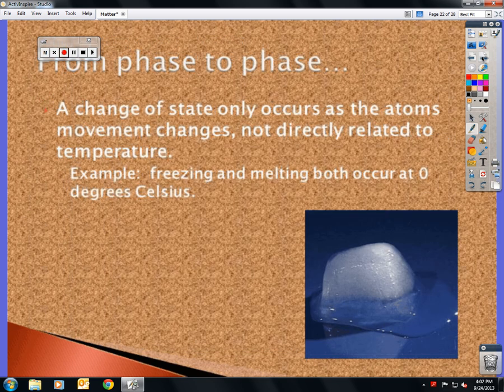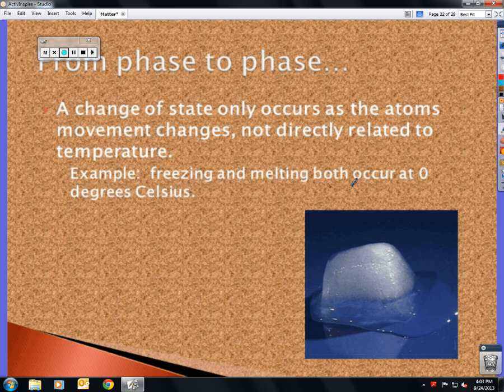A change of state can only occur as the atom's movement changes. It is not directly related to temperature. So the movements are either speeding up, causing something to melt, or they're slowing down, causing something to freeze. How do we know this is true? Freezing and melting both occur at 0 degrees Celsius. If this were true that the temperature is what caused it, they couldn't both happen at 0.